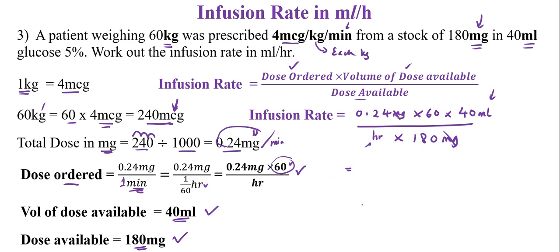So if we resolve the calculation above, we get 0.24 times 60 times 40 will give 576 milliliters per 180 hours. And this will give 3.2 milliliters per hour of the infusion rate.